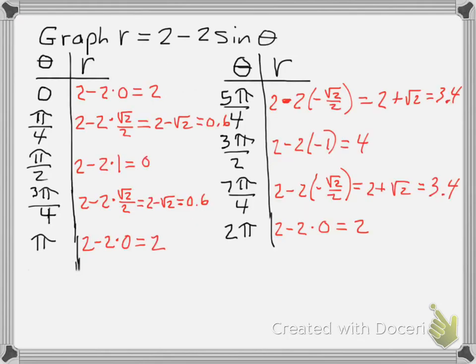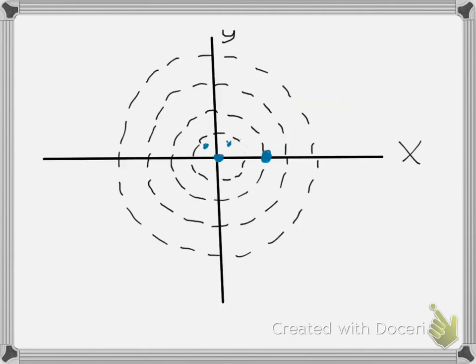Let's go pick up the next point. Pi radians. So pi radians would be 180 degrees, and I'm 2 away from the origin there. So at 180 degrees, which would put me on the negative x-axis, I go out 2. So I'm on the circle that has a radius of 2.